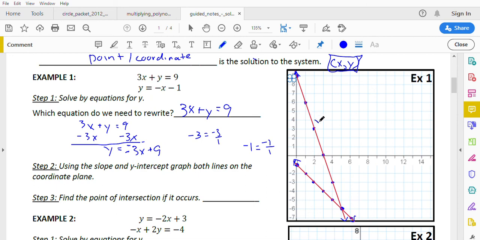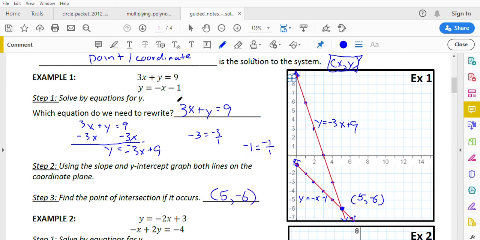This one was y is equal to -3x plus 9, right? And this one over here was y is equal to -x minus 1. Good? And again, what's your solution? 5, -6. 1, 2, 3, 4, 5, -1, -2, -3, -4, -5, 6. So what is that? Your answer is 5, -6. Okay, that's x and that's y. So that is your answer.